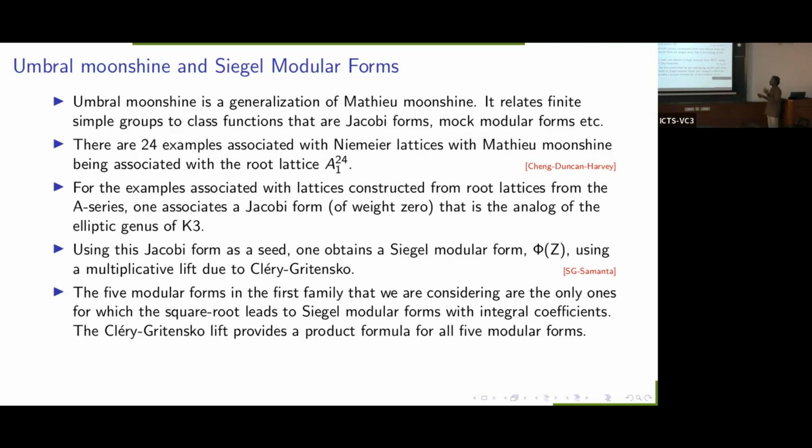So we can do it for all the A series. There are more than the examples that I showed, but the square root doesn't work for the other examples, so it stops at 6. The modular forms of the first family that we are considering are the only ones for which the square root leads to things with integer coefficients.